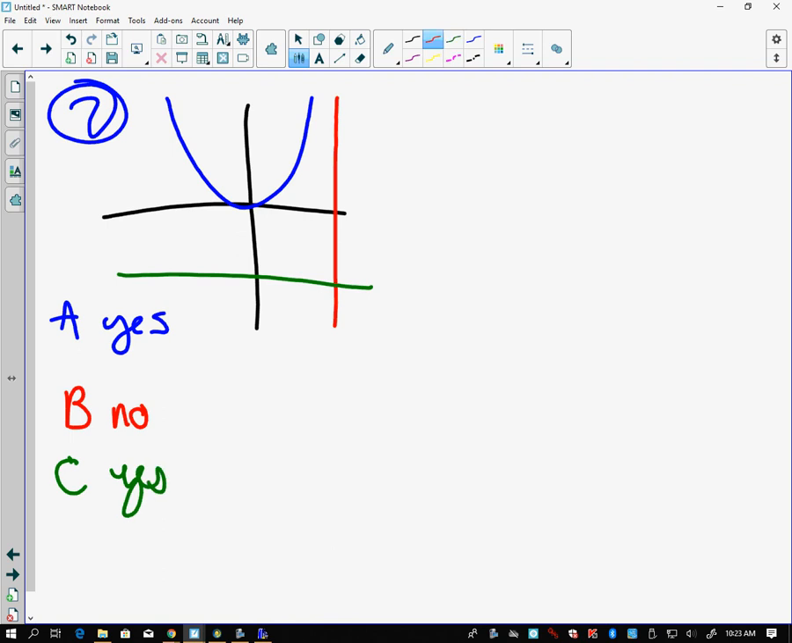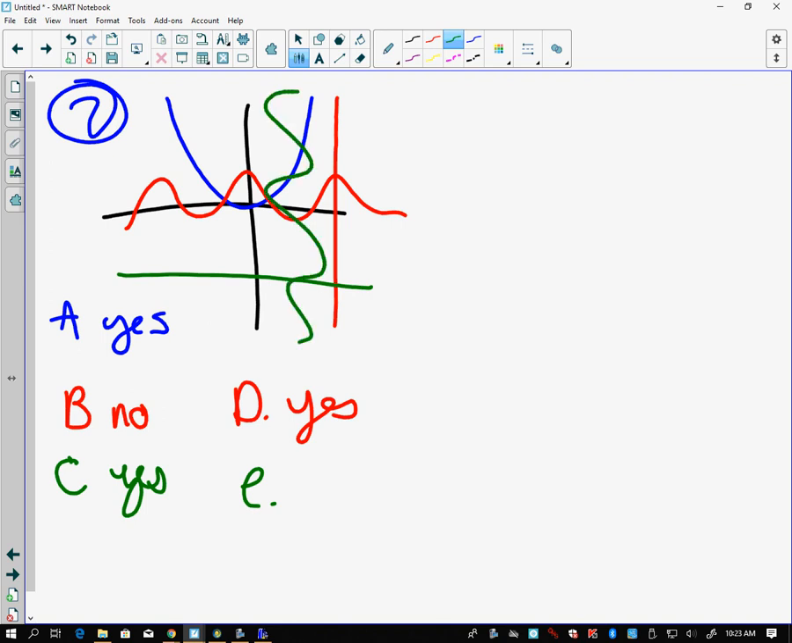Okay? Let's try some others in here. Let's say, if we're to add a D, does that pass the vertical line test? Yes. Let's say E. What about that? No. Okay. What about F? Does F pass the vertical line test? No. Okay, so we're familiar with multiple types of lines and whether or not they pass the vertical line test.